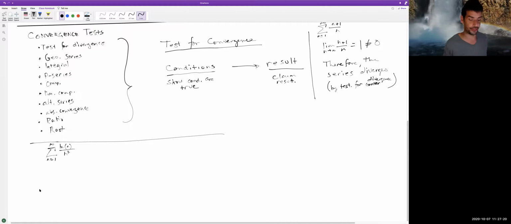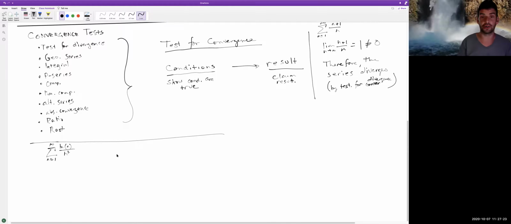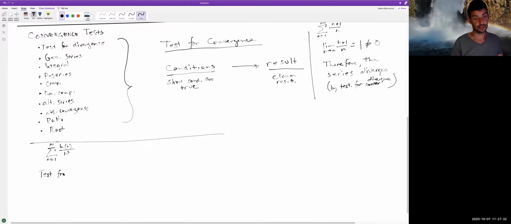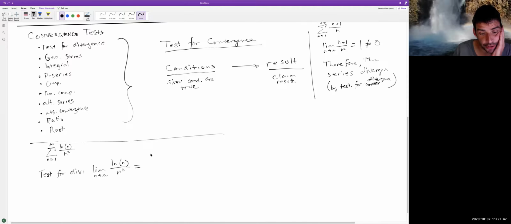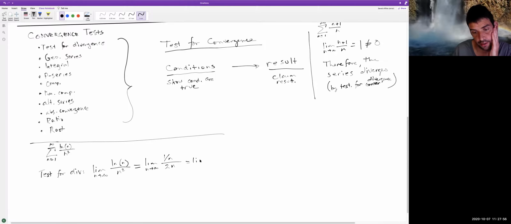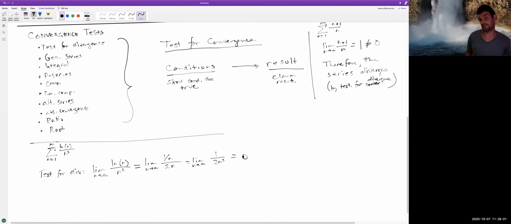So let's go through as if I've solved this already, but I'm not going to jump to the answer. I'm going to go through the process. The first thing I might try, especially if I haven't seen one like this before, is the test for divergence. Which means I'm going to take the limit as n goes to infinity. Since the numerator and the denominator both go to infinity, I'm going to use L'Hopital's rule. Take derivatives of each of them individually, and I get 1 over 2n squared equals 0. I get a limit of 0.